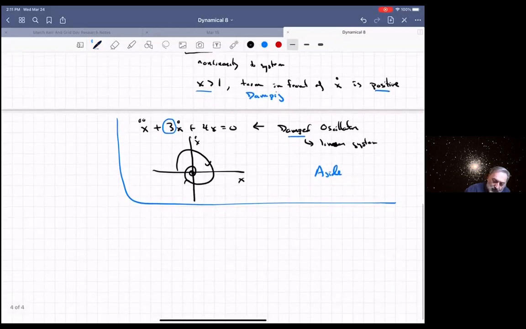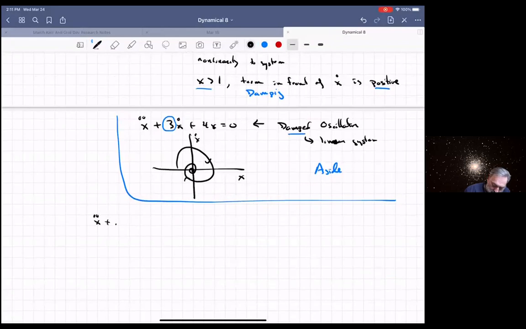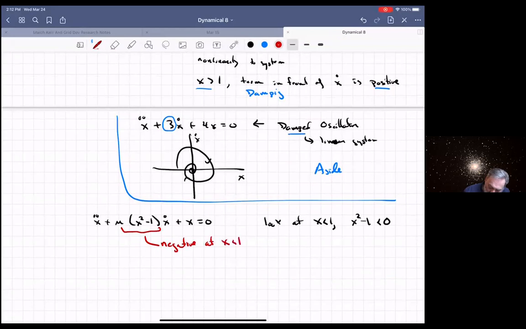But if I go back to x double dot plus mu times (x squared minus 1) x dot plus x is equal to 0, and I look at x less than 1, x squared minus 1 is less than 0, which means that the term out front here is negative. Which means that the spiral that we have at the origin is unstable.